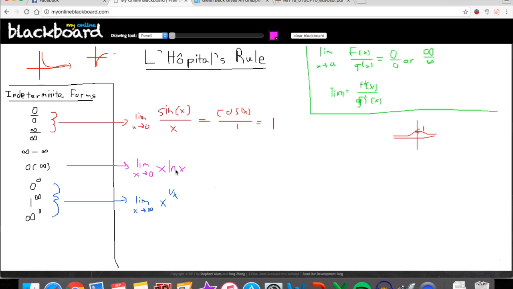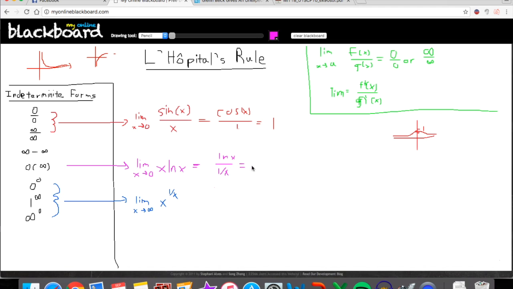So we're going to take this, and then we're going to rewrite it as ln x over 1 over x, because we have this in the form of 0 times infinity. What you're going to see is that you can just rewrite this, so you get a value here. 1 over 0 is going to be infinity. So now you have it in the form of infinity over infinity.